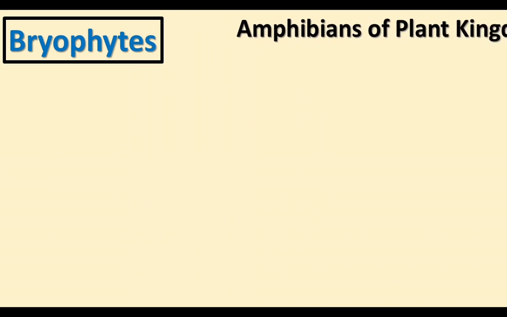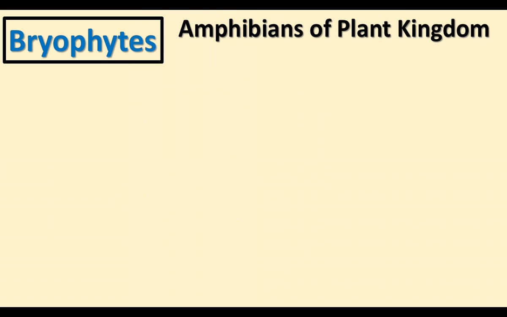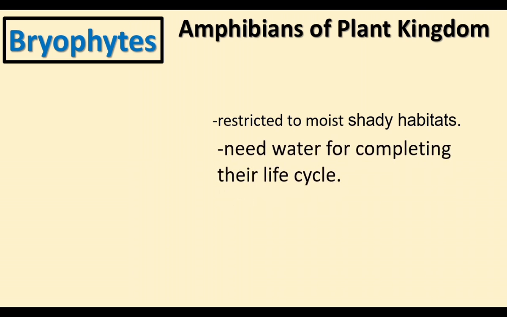Bryophytes are the first land plants, but they are called the amphibians of the plant kingdom because they are restricted to moist, shady habitats. They also need water for completing their life cycle. Their male gametes swim in water and then fertilization takes place. Fertilization needs water, so they are amphibians of the plant kingdom.